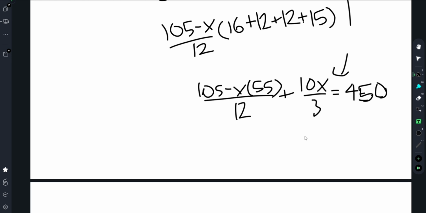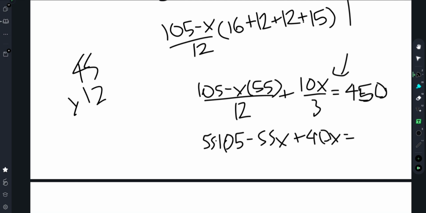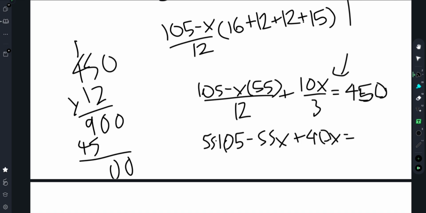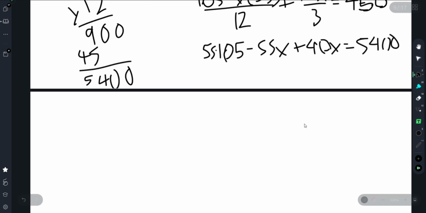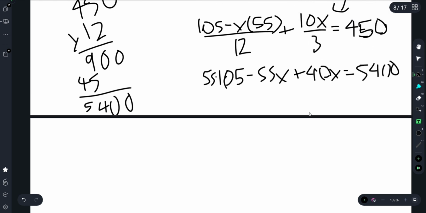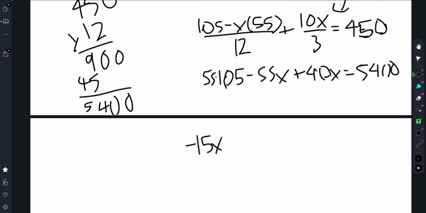Now we multiply by 12. We get 105 times 55 minus 55X plus 40X is equal to 450 times 12. But 450 times 12 is, in quick math, 5,400. So bringing it down here, we get negative 15X. 55 times 105 minus 15X is equal to 5,400.